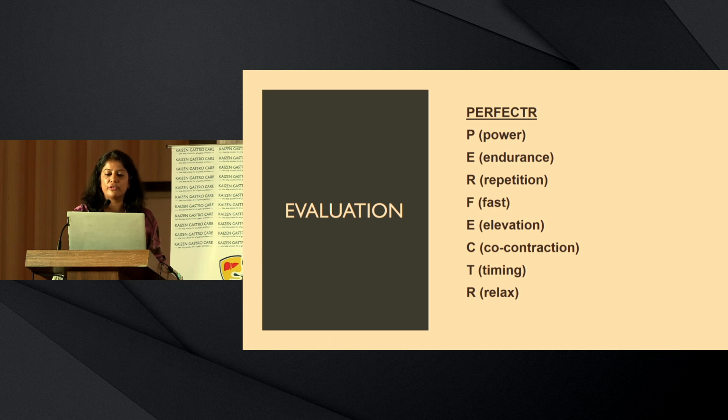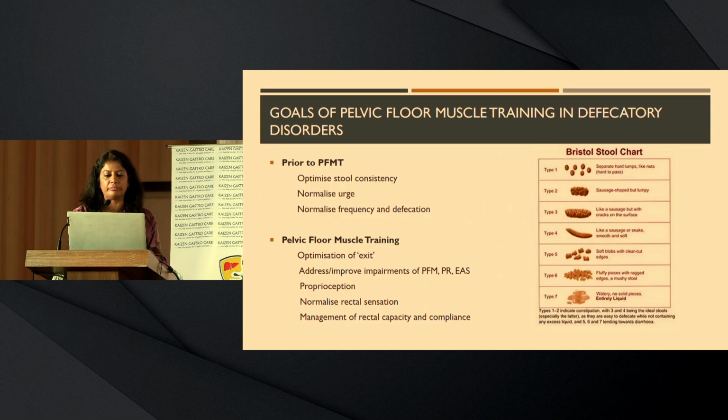So we check for the power of the muscle, the endurance, the number of times each contraction is repeated, how fast or slow they can do it, if there is a perineal elevation. So the levator, we call it a levator lift. So can they actually not just squeeze, but also elevate the whole pelvic floor? Are there any co-contractions of the muscles around it? And what is the time they can finish 20 repetitions? And can they voluntarily relax after the contraction?